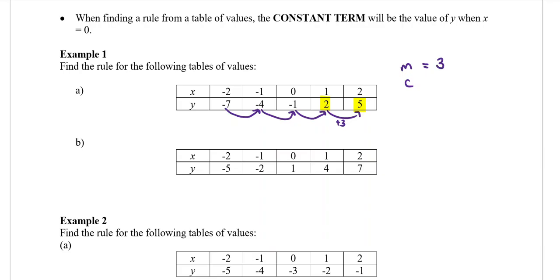The y-intercept is when the x is equal to 0. So x equals 0 is right here in the center of my table, and the y value is the -1.